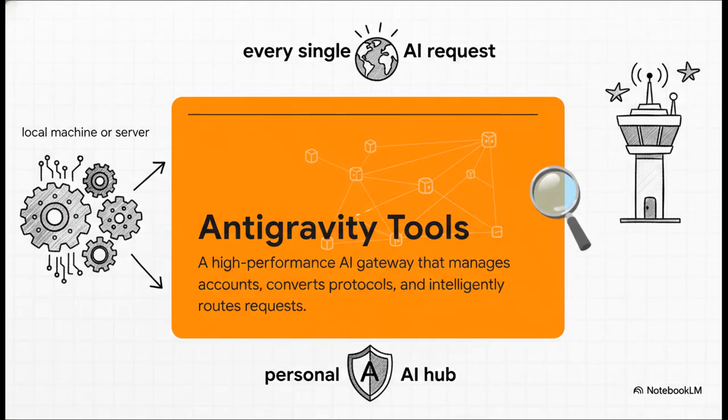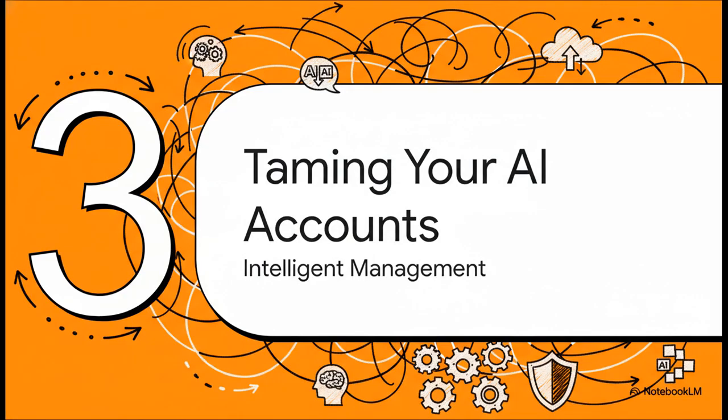So this is the core mission of Antigravity Tools. It runs locally, right on your machine or your server, and it basically acts as a universal translator and an intelligent air traffic controller for every single AI request your application makes. It becomes your own personal AI hub. So how does it actually bring order to all that chaos? Well, it's not just about passing requests through. It's really about adding this layer of intelligence that manages everything for you. Let's take a look at some of its most powerful features.